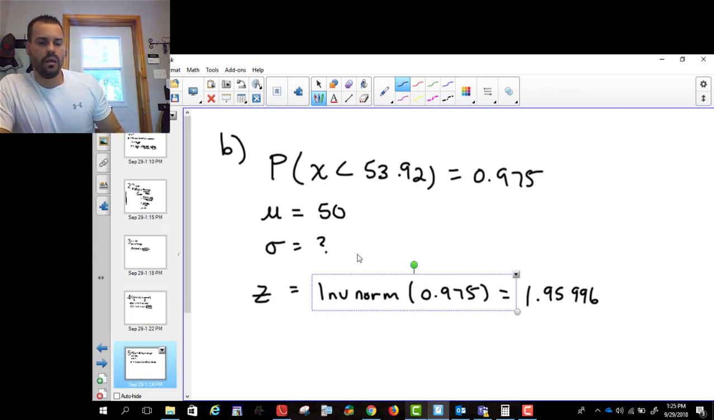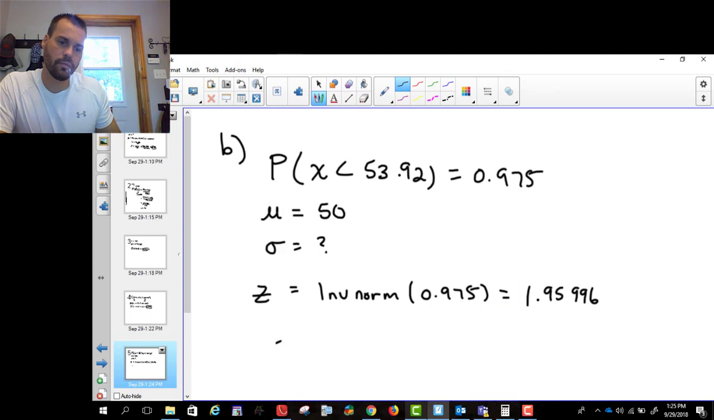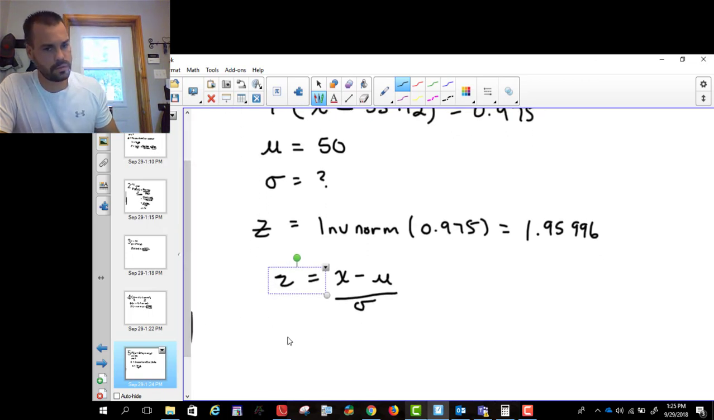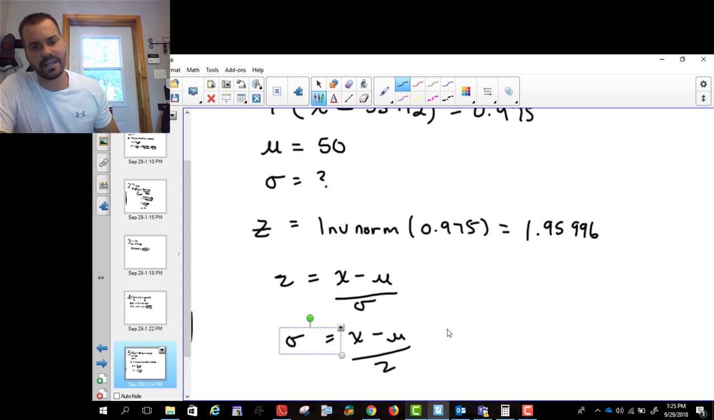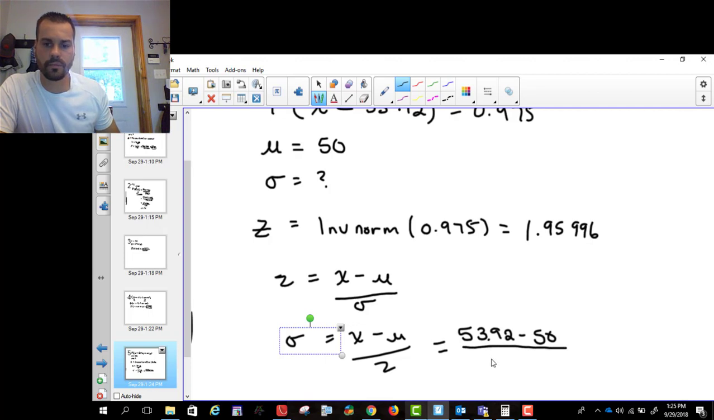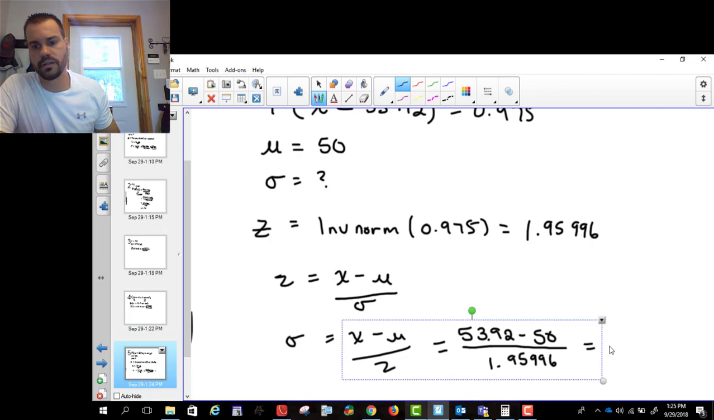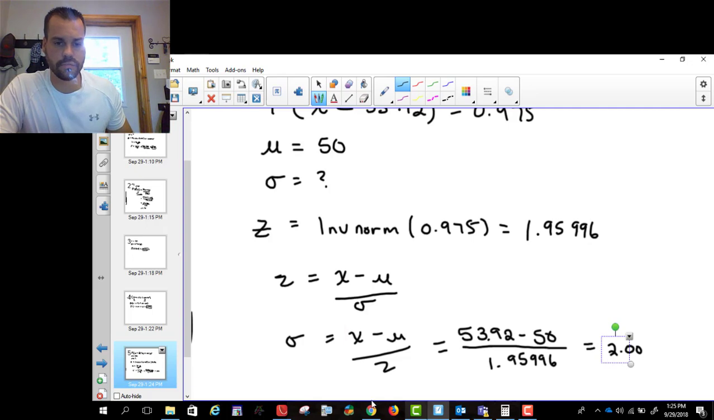So to find sigma, if we return to z equals x minus mu over sigma and solve for sigma, sigma is x minus mu divided by z. So I get 53.92 minus 50, divided by 1.95996, and that is equal to 2. So that is part B.